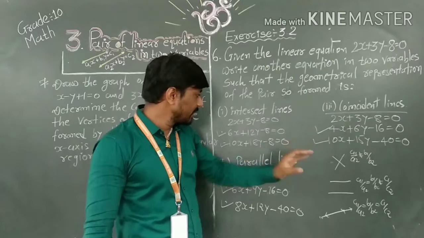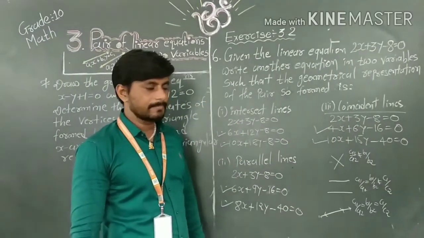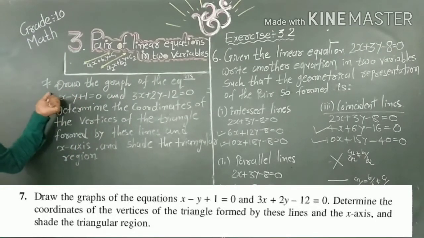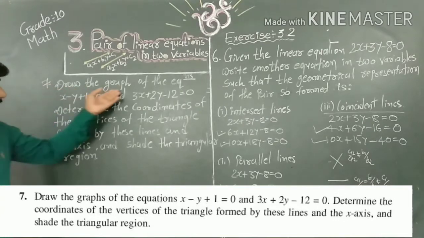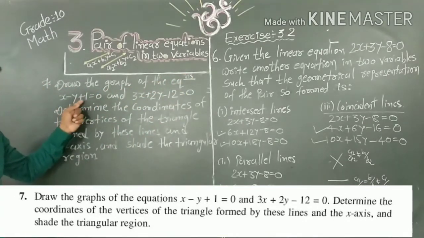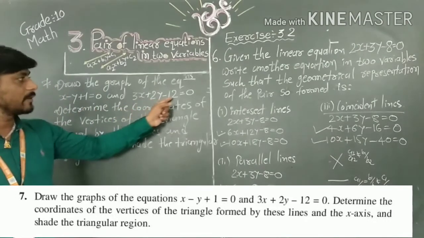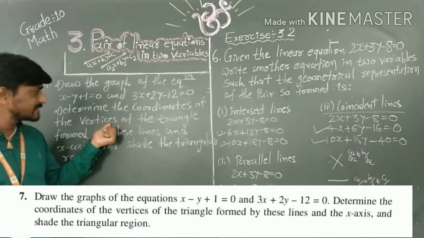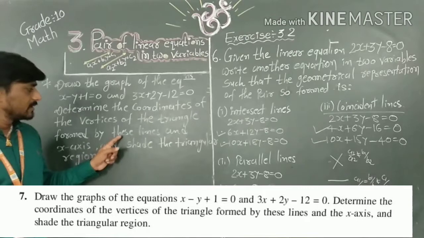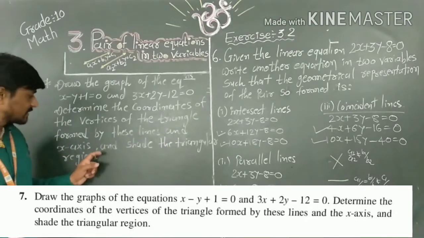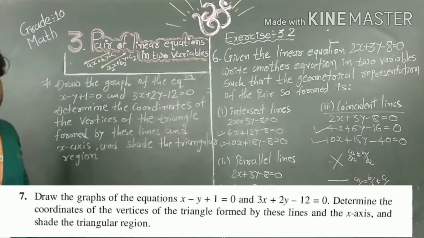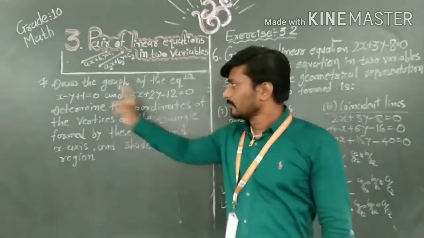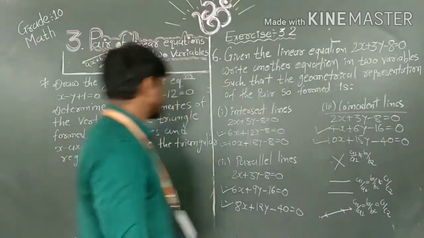Okay, got it everyone? I hope you all understood. Now look, question number 7. First of all, I read it out. Draw the graph of the equations x minus y plus 1 is equal to 0 and 3x plus 2y minus 12 is equal to 0. Determine the coordinates of the vertices of the triangle formed by these lines and the x-axis, and shade the triangular region. Here we want to draw the graph of these two equations. Therefore I write here, solution.